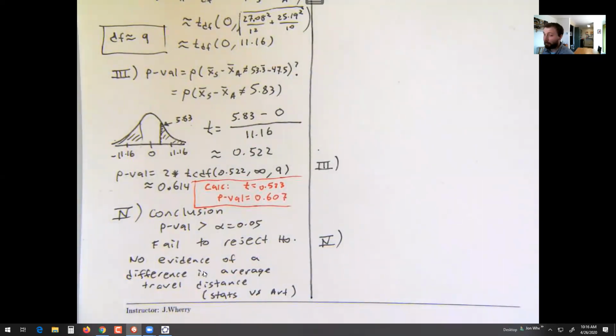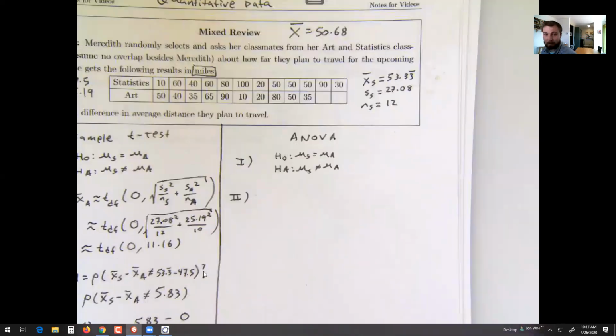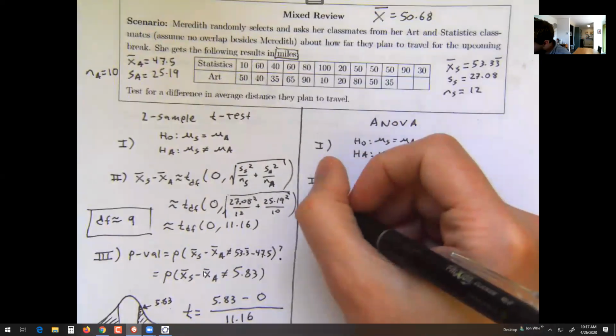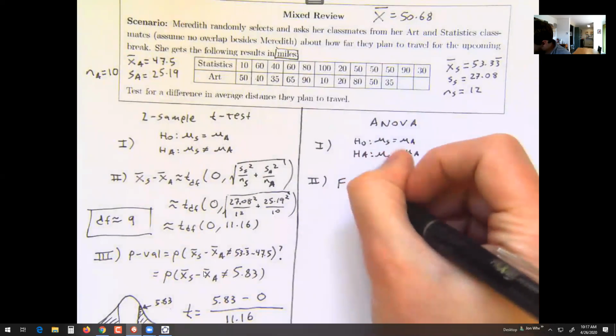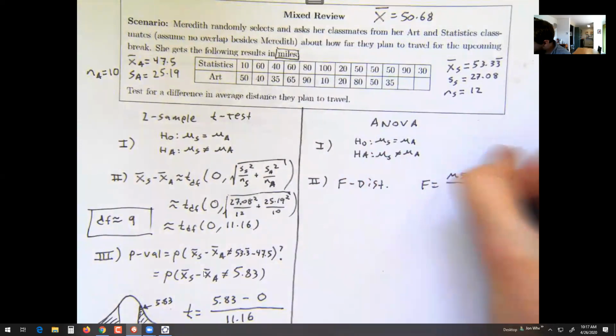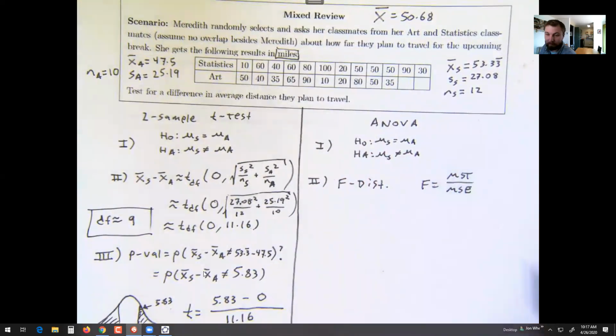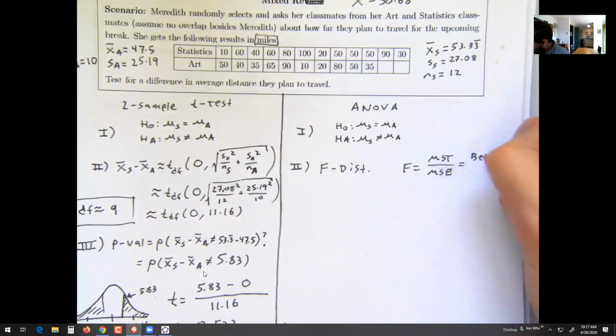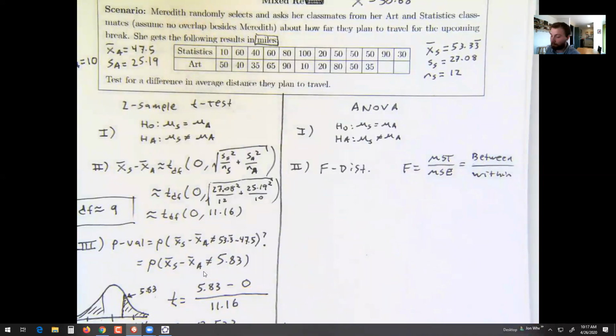I'm going to do the same thing now, but using my ANOVA analysis using an F distribution. So ANOVA, this compares two types of variation. I have my F distribution, and my F will be the mean square of the treatment divided by the mean square of the error, or the variation between my groups, where I'm comparing the centers, divided by the variation within the groups, where I'm comparing those standard errors.